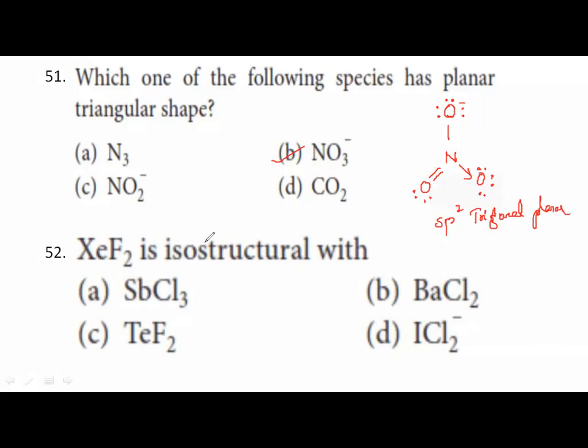Next question: XeF2 is isostructural with which? What is the geometry of XeF2? If I ask you, what is the geometry of XeF2? This is XeF2. It has 3 lone pairs. The hybridization of XeF2 is sp3d, and the geometry is linear. They have given us 4 options.